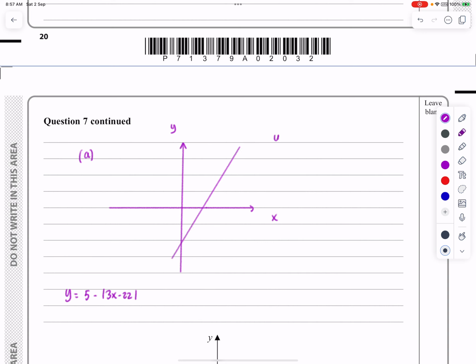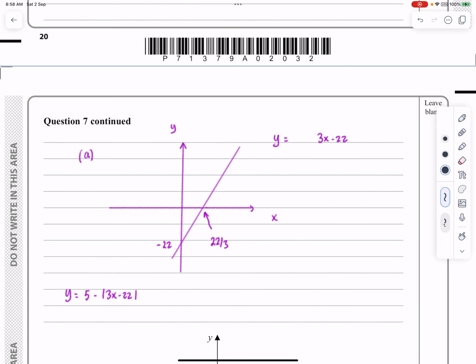So this is the graph y equals 3x minus 22. I know that's hitting down here at minus 22. I know it's got a positive gradient, which means it's going that way. And if I need to work out that particular point there, 3x minus 22 equals 0 gives me x equal to 22 over 3. Okay, so that's the starting point.